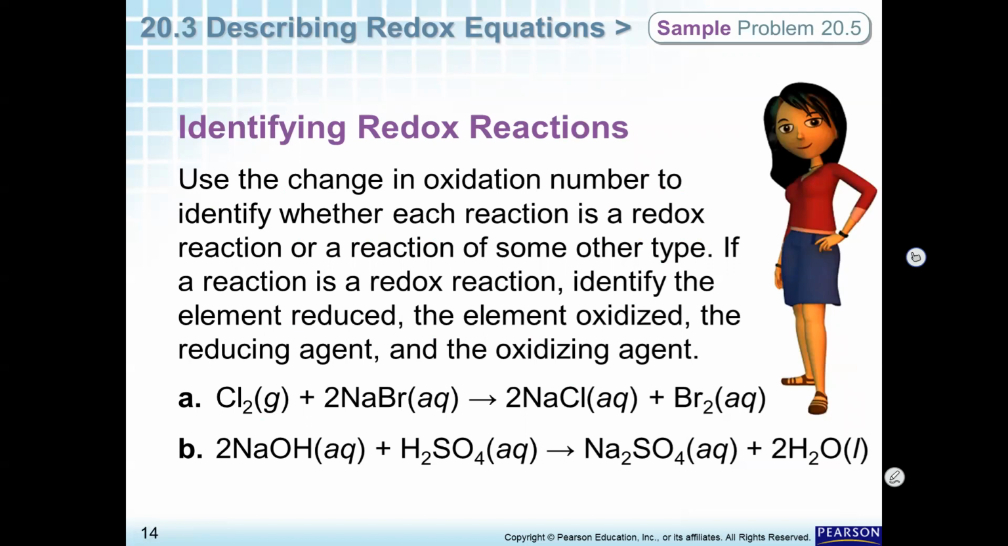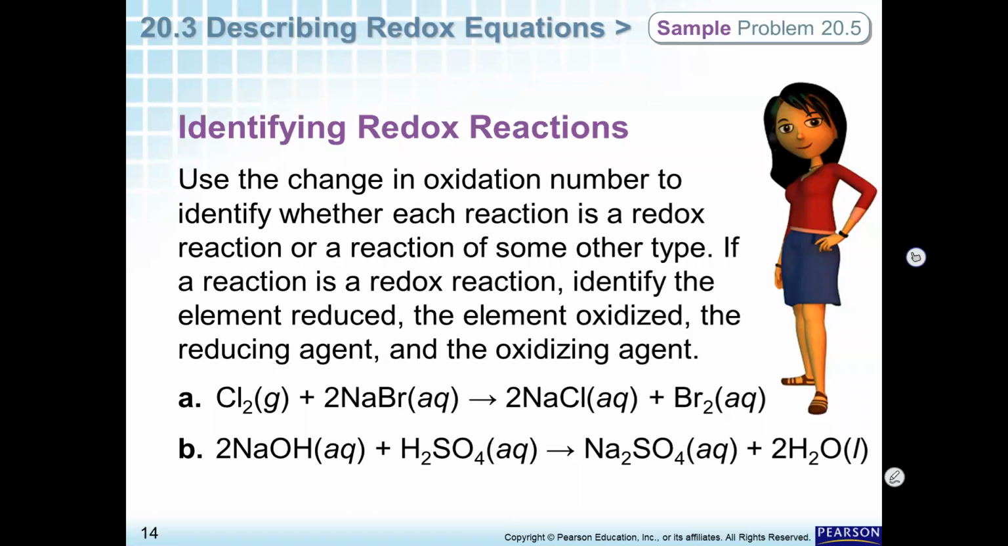Use the change in oxidation number to identify whether each reaction is a redox reaction or a reaction of some other type. If a reaction is a redox reaction, then he wants you to identify the one which is oxidized and reduced, the oxidizing agent and the reducing agent. What do we need to do in order to determine that? We have to assign the oxidation numbers for everyone. Look for a change. If there is a change, this is a redox reaction. Not only that, he also wants you to decide which one is oxidized and which one is reduced.